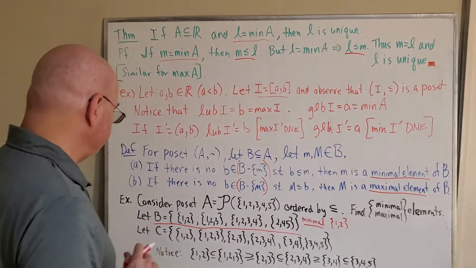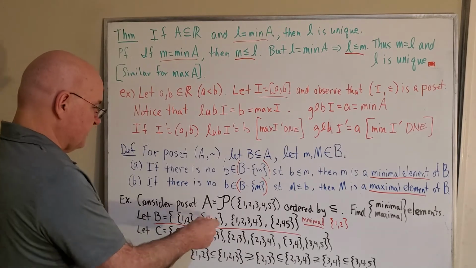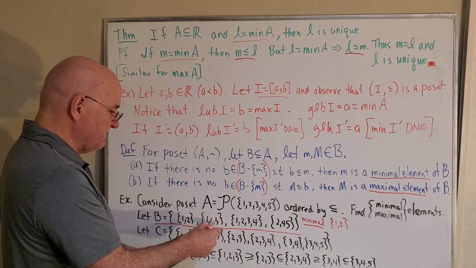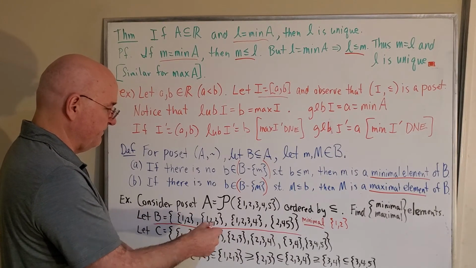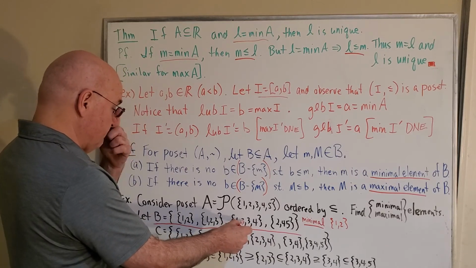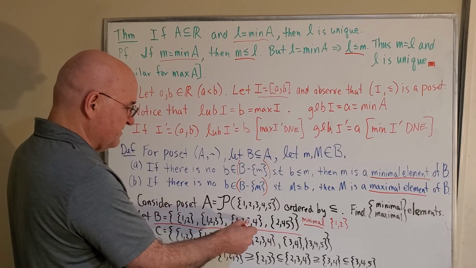{1, 2} is minimal. Go to the next one. Is there anything that's a subset of this? Yes, this one. It's not minimal. Anything that's a subset of this? Yes, this one and this one. This one is not minimal.